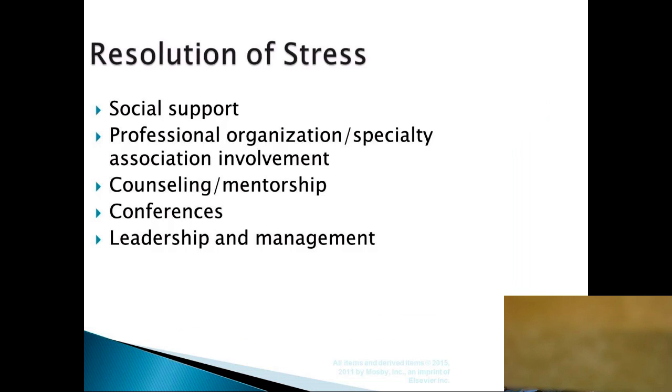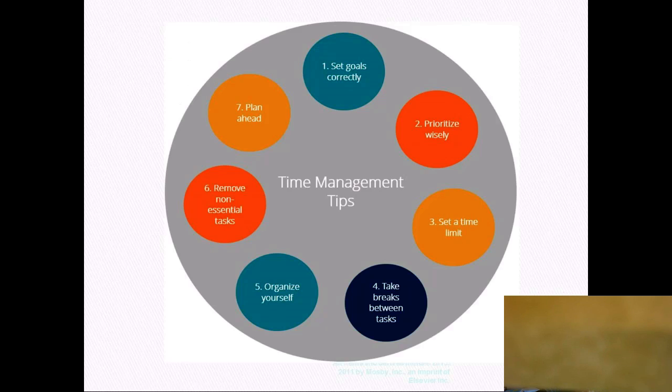Again, what are some resolutions of stress? We need social support. We need to be involved in professional organizations. We need mentorship, to share ideas of what they do to reduce their stress. We need to go to conferences to get re-energized. All of this is important for leadership and management. So time management skills are important to help reduce our stress.